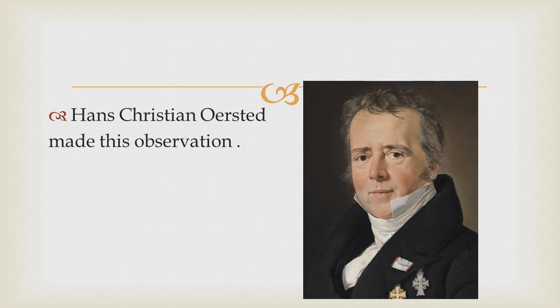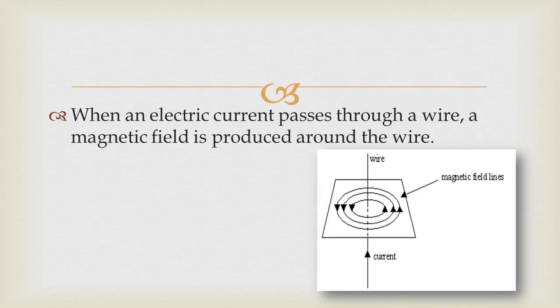When an electric current passes through a wire, a magnetic field is produced around the wire. Students, in the diagram you can see a wire which carries a current, that means a wire which carries a flow of electrons inside it, and on that we have a magnet or magnetic needle. So due to this flow of electrons, a magnetic field will be produced around the wire.